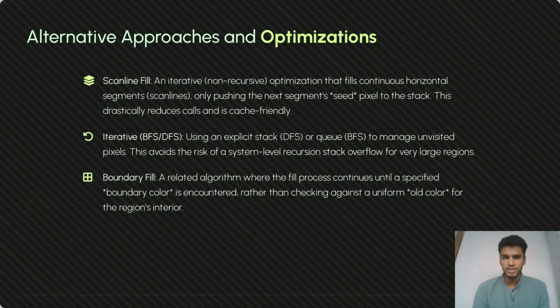Alternative approaches and optimization. Scanline fill: an iterative optimization that fills continuous horizontal segments, only pushing the next segment's seed pixel to the stack. This drastically reduces cost and is cache friendly. Iterative: using an explicit stack or queue to manage unvisited pixels, this avoids the risk of system level recursion stack overflow for very large regions. Boundary fill: a related algorithm where the fill process continues until a specified boundary color is encountered rather than checking against a uniform old color for the region's interior.